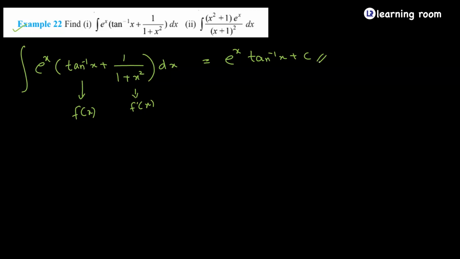This is the solution. No need, no need. The only thing you need to write is the explanation, because we know that the integral of e power x into f of x plus f dash of x dx is equal to e power x into f of x plus c. That is all you need to write, that reason. So wherever the hint is very simple, wherever you have an exponential function and a sum of two functions, mostly it will be based on this concept.